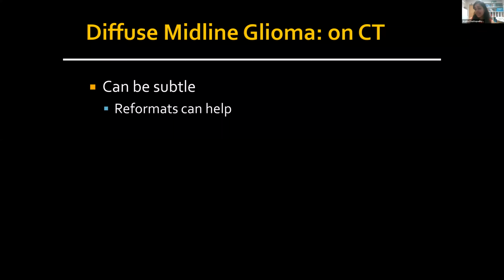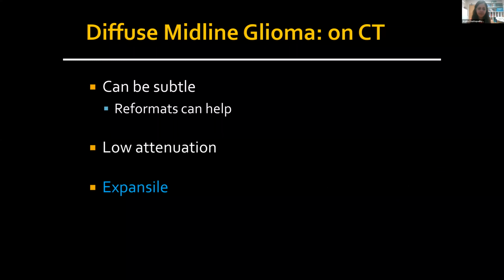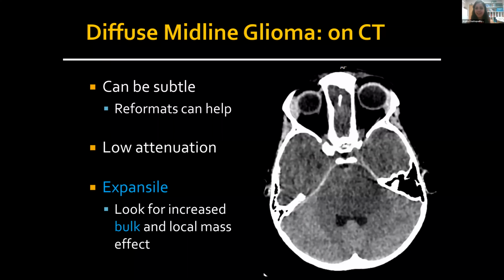So in these cases, I find that reformats can help. And the sagittal view quite nicely shows that there's low attenuation in the pons, and the pons is expanded. Also look for surrogate markers that might suggest that there is a mass there, such as asymmetry of the fourth ventricle. It suggests that there's something creeping into it, giving some mass effect there.